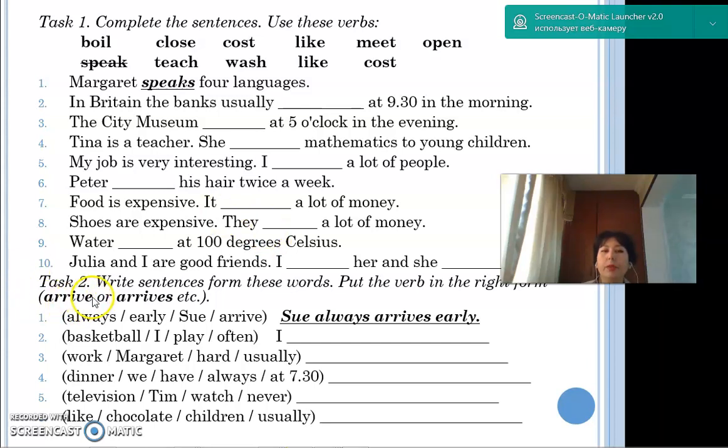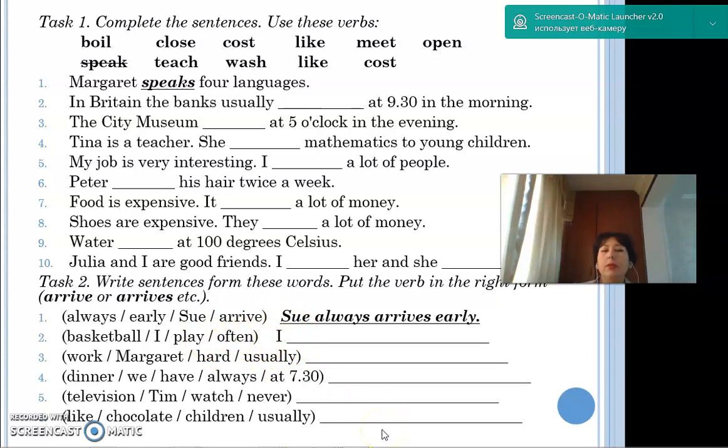Task 2. Write sentences from these words. Put the verb in the right form, arrive or arrives. Always, early, Sue, arrive. Sue always arrives early. Sue, it's she, that's why we use s at the end. Basketball, I, play, often. I often play basketball. Do we use s with play, like I plays? No, because with I, you, they, we, we don't use s.